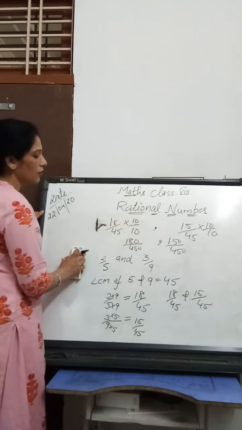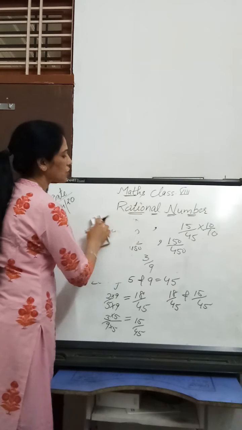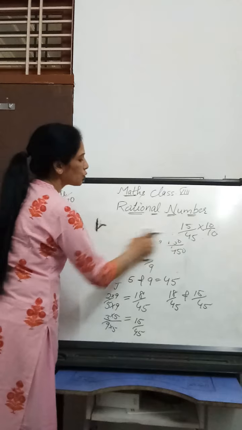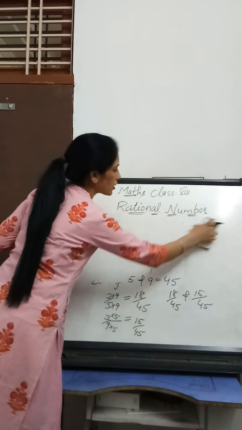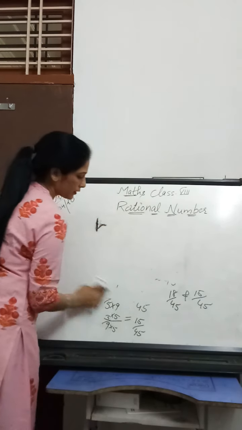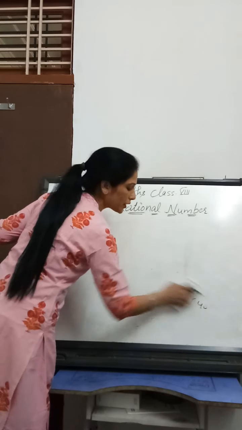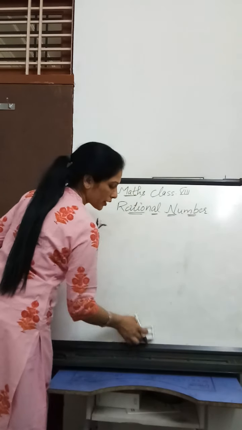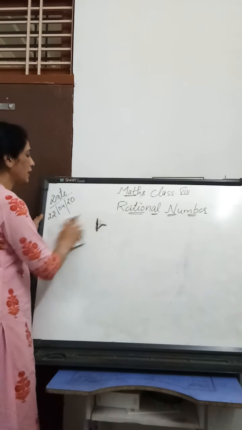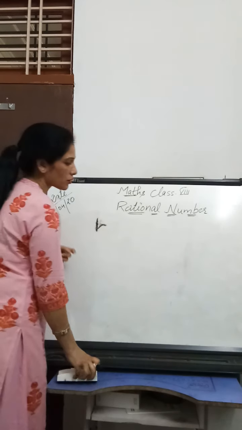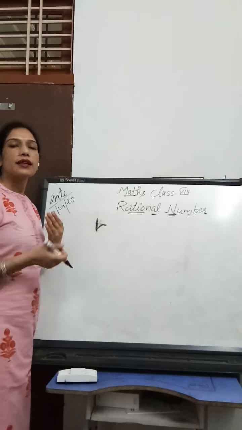So this is the way for writing the rational number between any two rational numbers. For finding the rational number between any two rational numbers, first of all you have to make the denominator same. Clear? If denominators are same, so no issues, you have to write. But if denominator is not same, first of all you will make the denominator same by taking LCM.